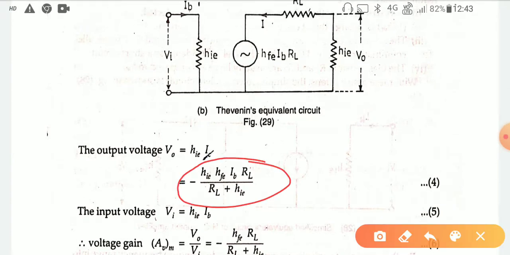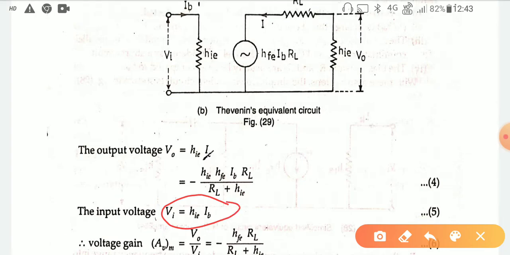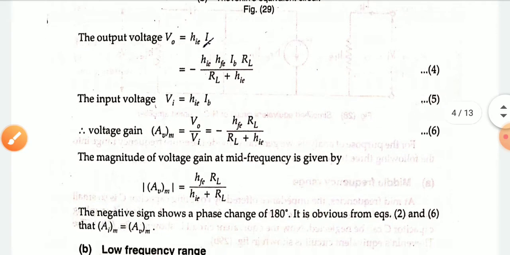And for the input side, the voltage drop will be defined. The impedance value for the input side is hi. So hi will be multiplied with the input current, that is IB. So the expression will become Vi is equal to hi into IB. Now to get the value for the voltage gain, you just put the values for V0 and Vi, which are already derived by you.